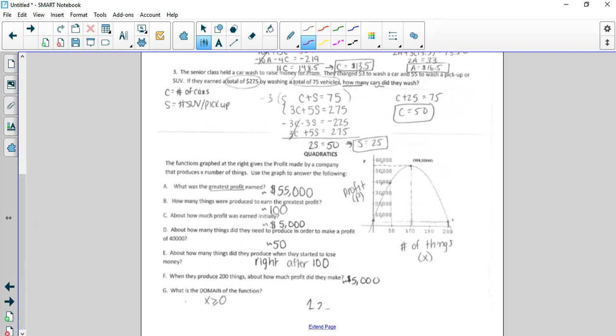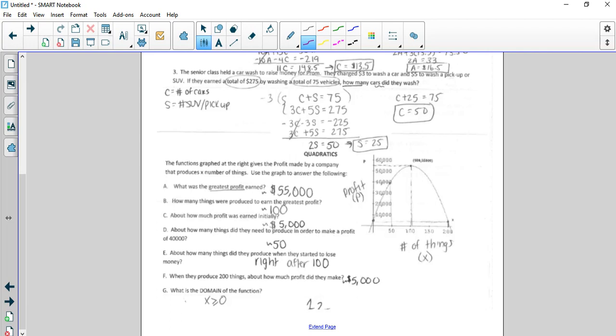Okay, quadratics. So looking at this graph, it's already made for you. You're just answering questions. What was the greatest profit earned? Well, profit is on the left side. All right? So it's between 50 and 60,000, so about 55,000.